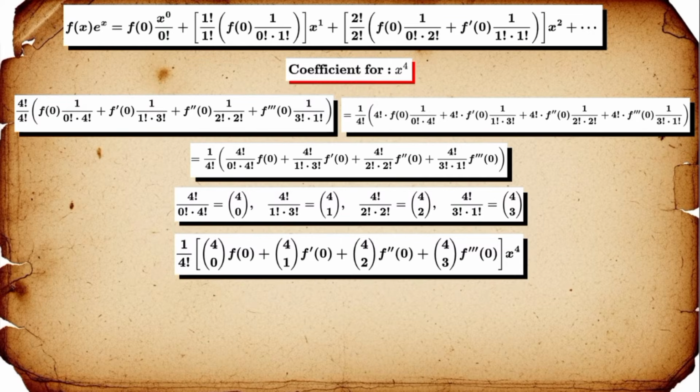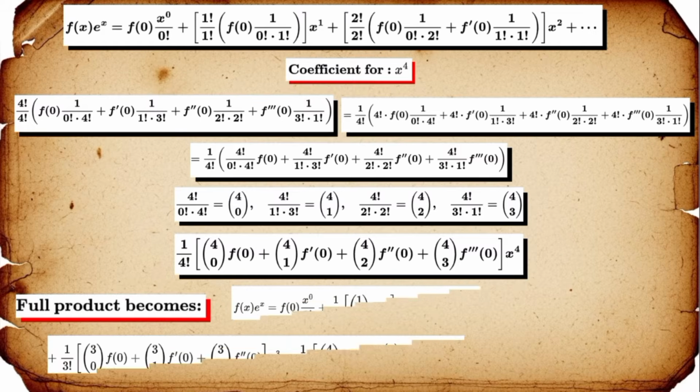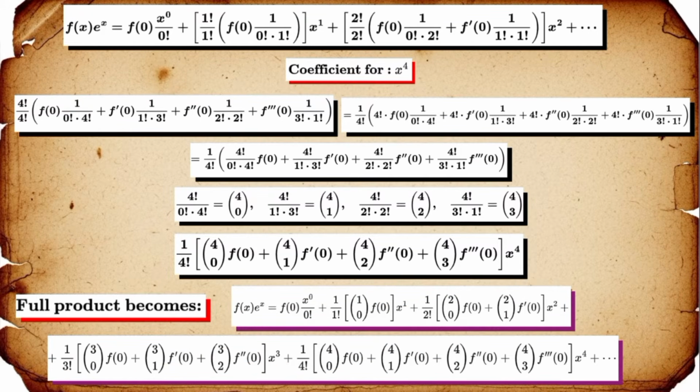So, the x to the fourth term becomes 1 over 4 factorial times the bracketed sum of binomial coefficients times the derivatives, as shown. Applying the same process to all terms, the full product is displayed on screen with all terms written using binomial coefficients.